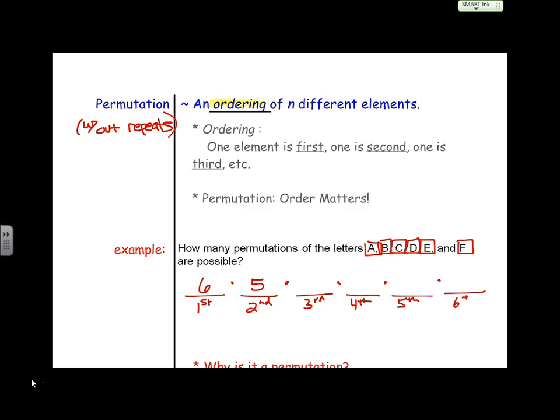6th. So how many letters would you have after placing 2 tiles? 4. Then? 3. Then? 2. Then? 1. Hey, that's the same thing as what?